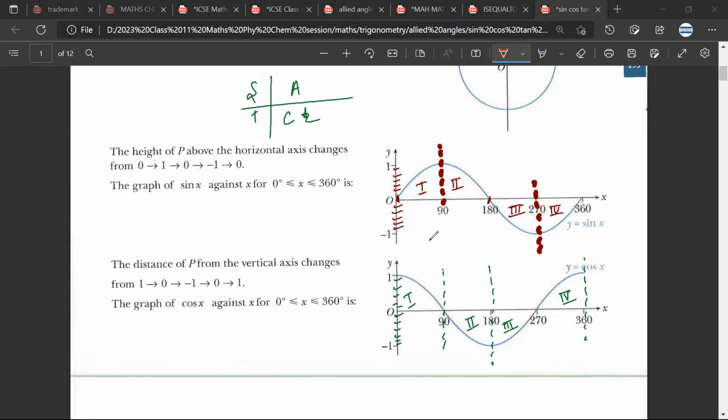So the graph supports whatever trigonometry that we have learned till now. Is it making sense? Okay.